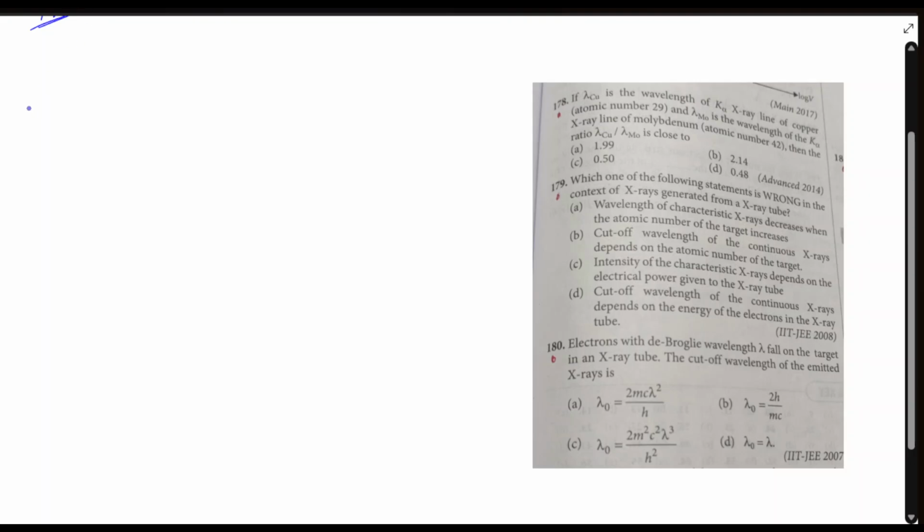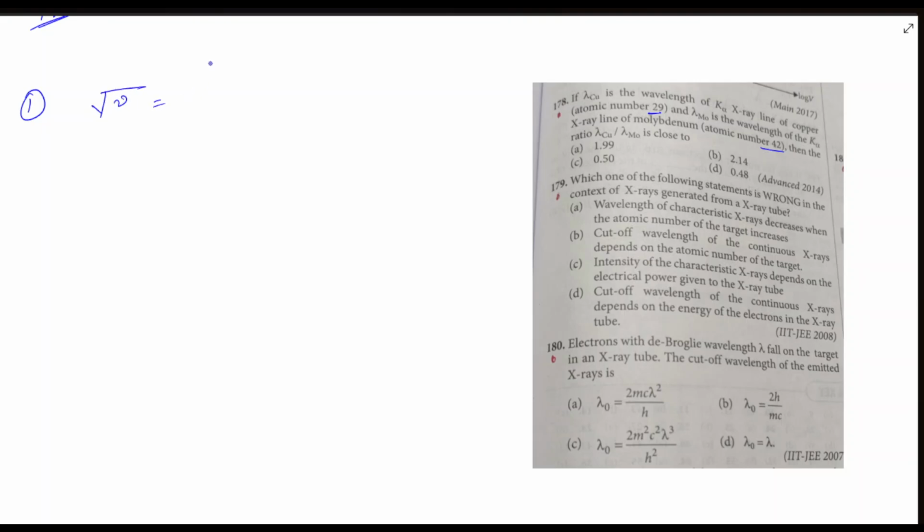Perfect. So this is our first question. Now it is given that lambda Cu is the wavelength of the K alpha X-ray line of copper, whose atomic number is given, and lambda Mo is that of molybdenum. Its atomic number is 42. Then we need to find the ratio of these. So we'll use Moseley's law: root of frequency equals a(Z minus sigma). And for K alpha, we take sigma as 1.